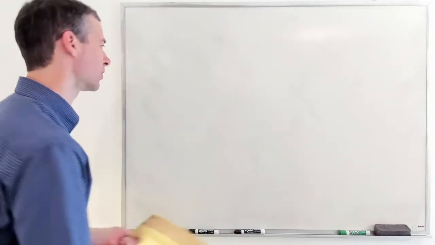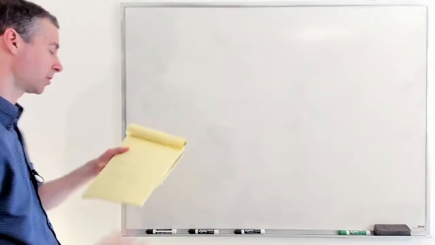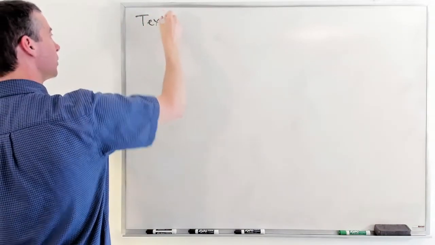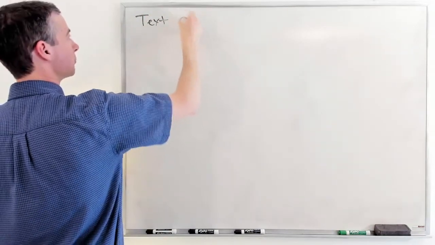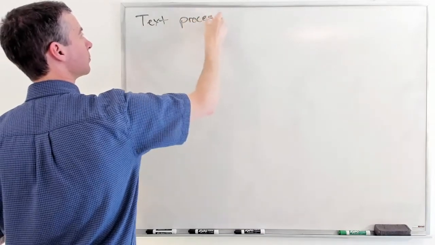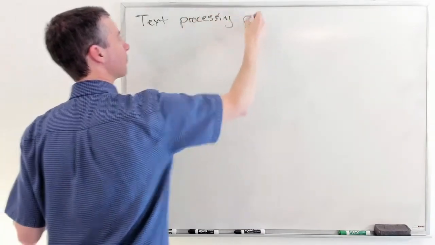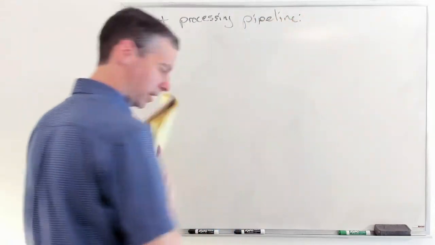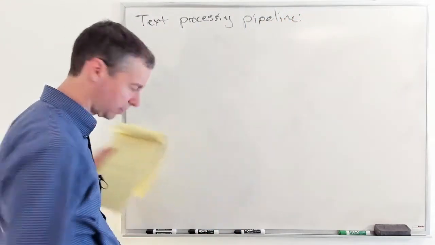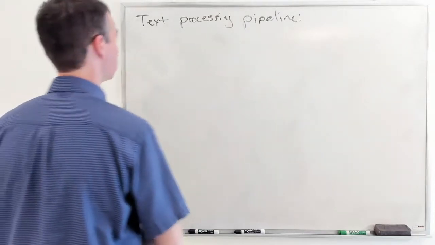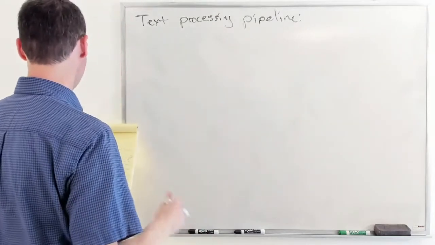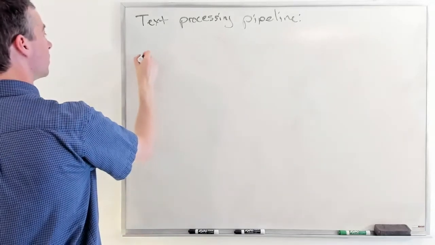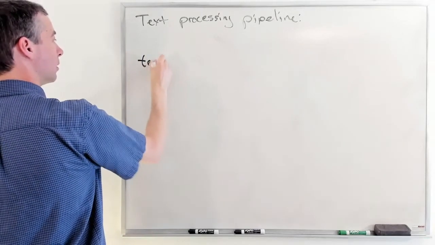So what is this overall text processing pipeline that we're going to be dealing with here? Let's take a little bit closer look at this. All right, this pen is on its way out. So that says text processing pipeline. Basically, what we're going to do is you've got a piece of text.